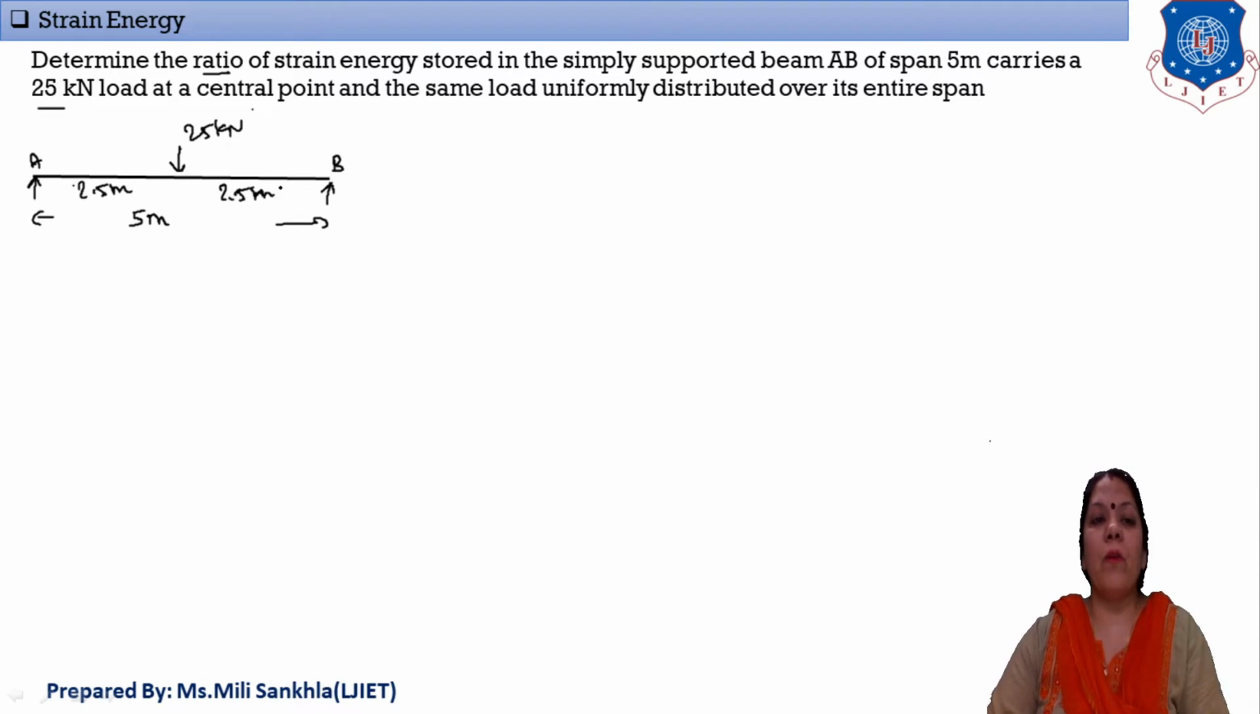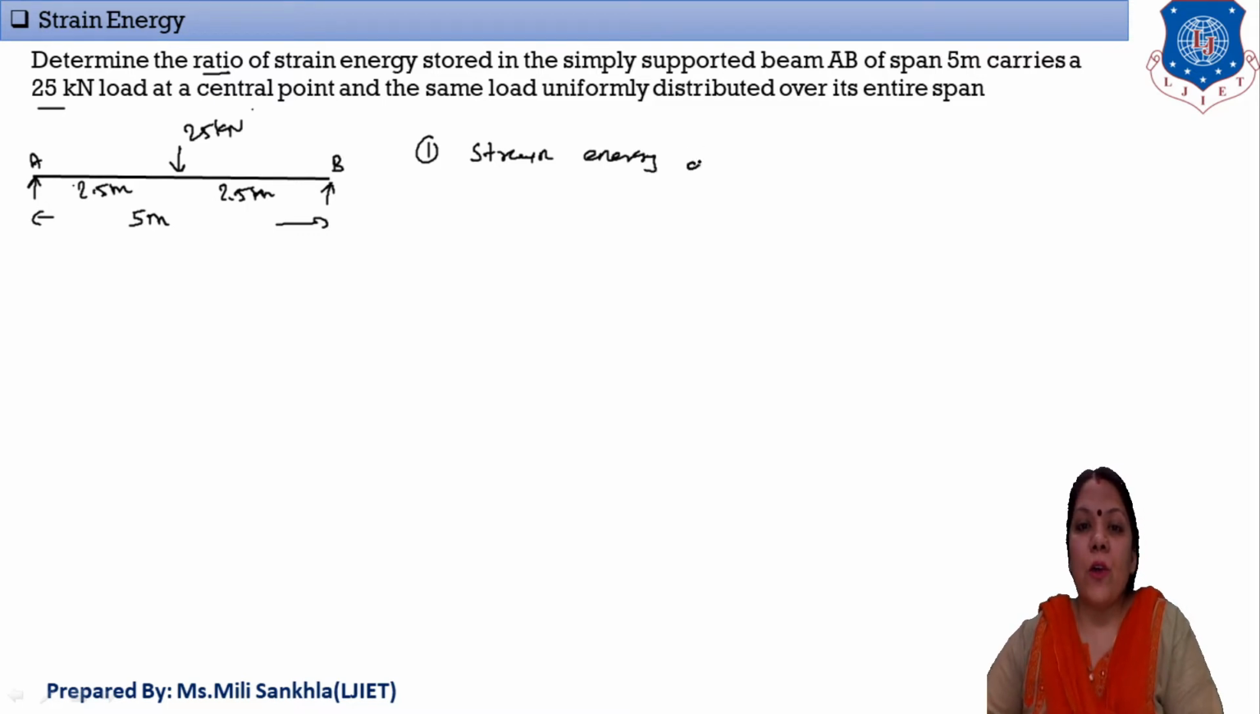Now one by one we find the strain energy for two cases, first for point load and second for UDL. So first of all, write down the first case: strain energy due to point load. And then we take the ratio of the strain energy due to point load and due to UDL.